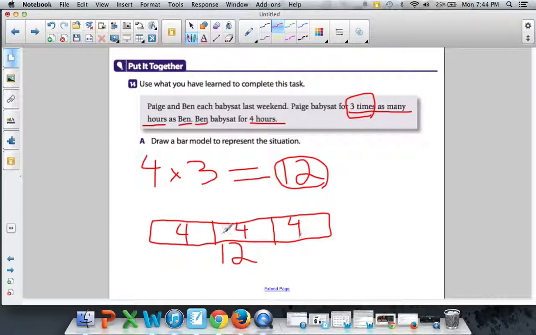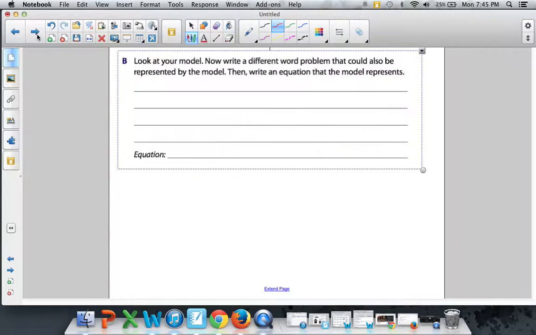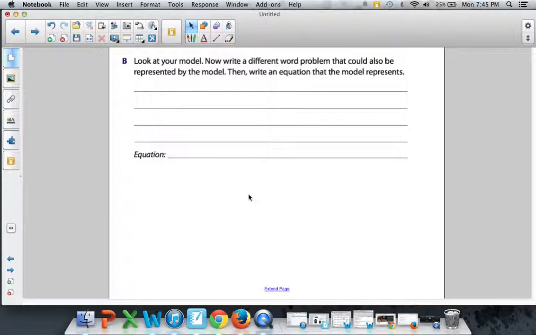I have that there to show you that 12 is as big as all of them put together, just in case it wasn't obvious. Because 4 times 3 is 12. And that's a perfect bar model right there. Let's see what part B says. Look at your model. Now write a different word problem that could also be represented by the model. Then write an equation that the model represents.